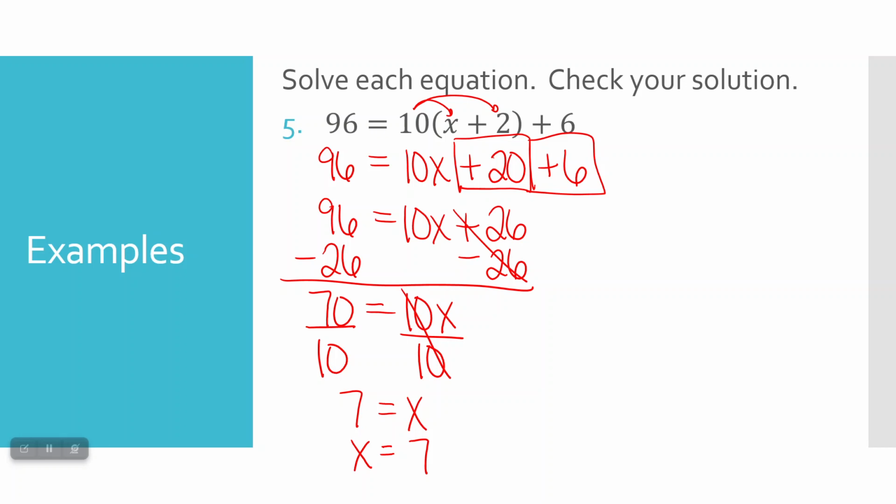Again, don't forget you can always plug this answer back into the original equation. So if we kind of walk through this one just in our head, if I plug 7 back in, I'm going to put it right here. 7 plus 2 is 9. Then I'm going to multiply it by 10. That's out in front. 9 times 10 is 90. Then I'm going to add 6. 90 plus 6 is 96.